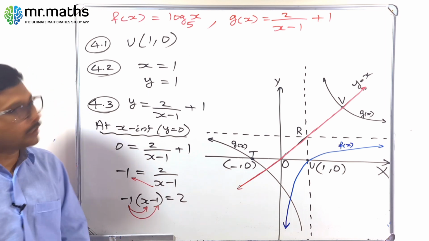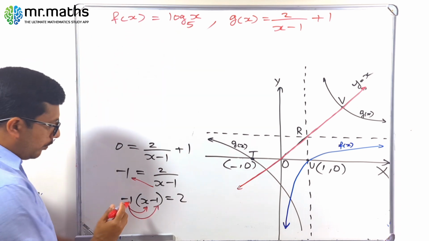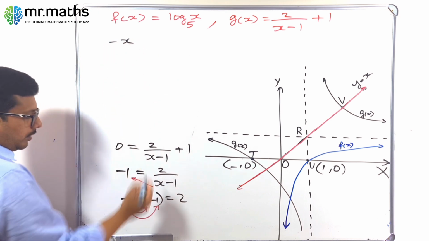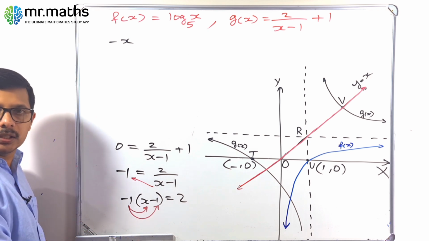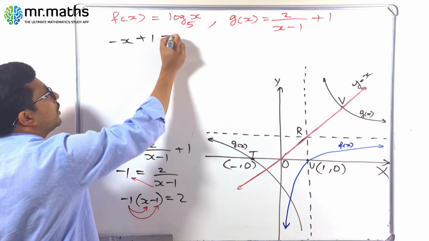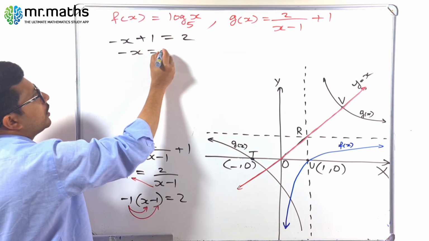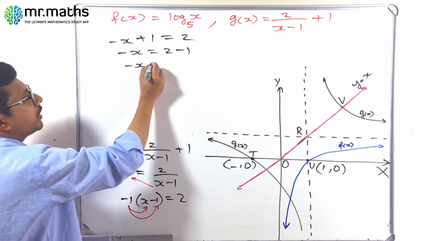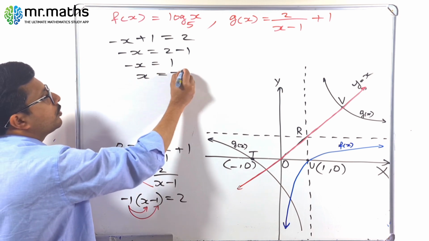Okay, so let me erase the top part. Minus 1 times x is minus x, minus 1 times minus 1, minus into minus is plus, 1 into 1 is 1. I am expanding the bracket, that's all. So it is plus 1 is equal to 2. Take this plus 1 to the other side, so minus x is equal to 2 minus 1, which is 1. So what is x? X is equal to minus 1.